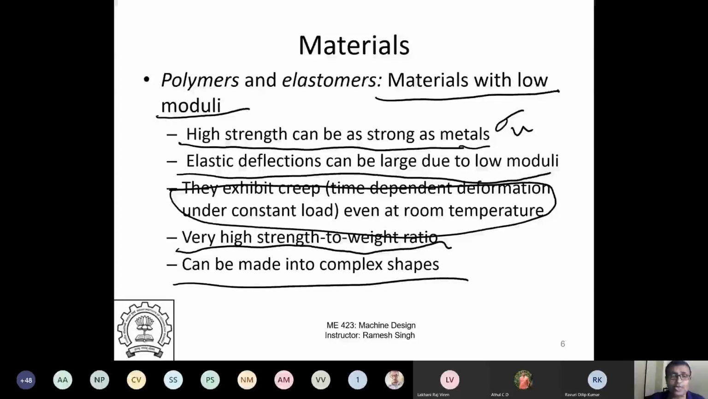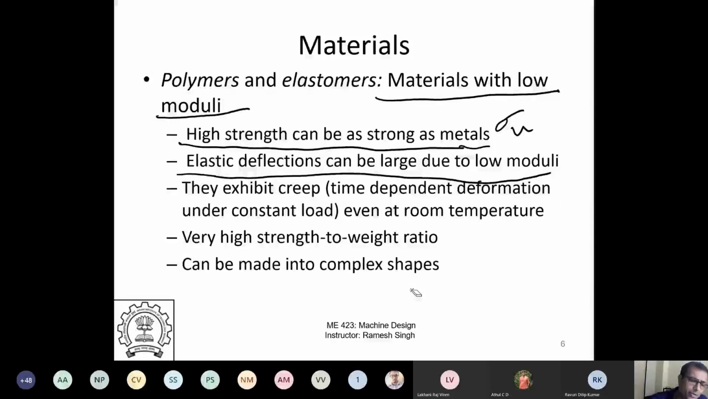So all these new fascinating things you see, the enclosures of your phone casings, your computer casings, your chairs, your tables, your water bottles, your tiffin boxes, everything is made out of polymers these days. So polymer has the inherent advantage that it can be made into complex shapes.